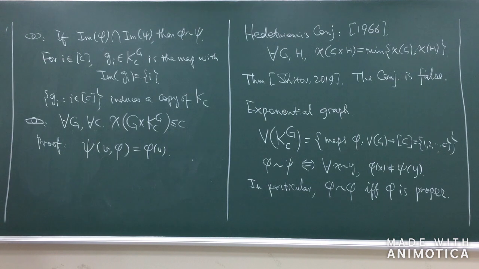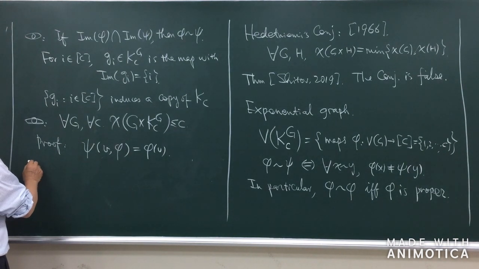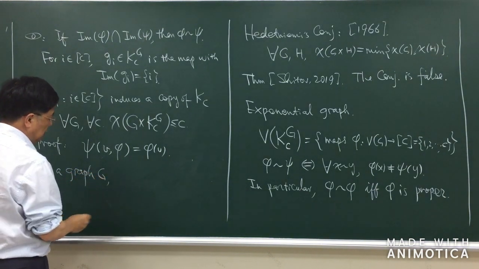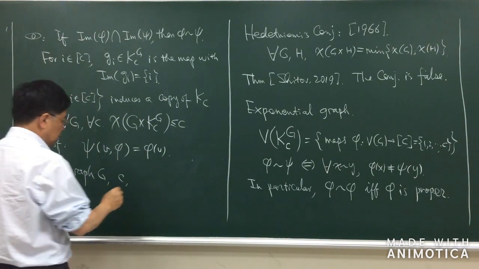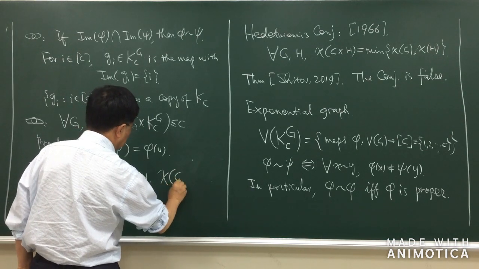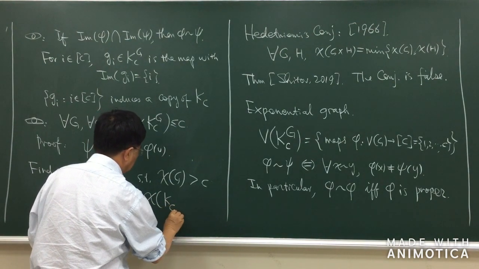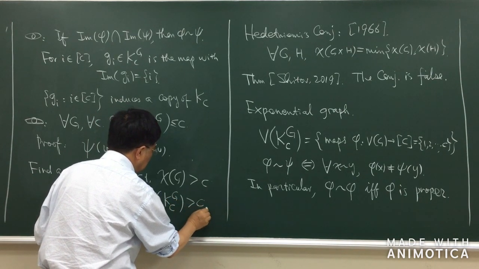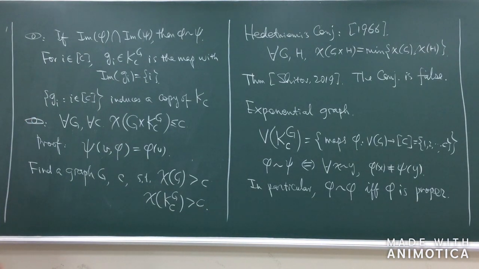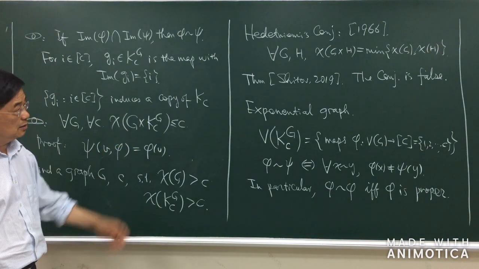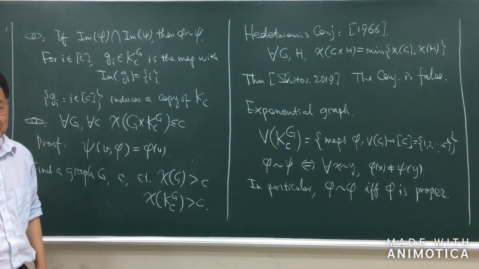Okay, so if you want to disprove the Hedetniemi conjecture, what you need to do, and that's what Shitov did, is find a graph G and an integer c such that the chromatic number of this graph is bigger than c, and also the chromatic number of this exponential graph is bigger than c. If you can do this, then you are done. You disprove this conjecture. Because both graphs have chromatic number bigger than c, but their product has chromatic number at most c. Therefore the product graph's chromatic number is strictly less than the minimum of these two.